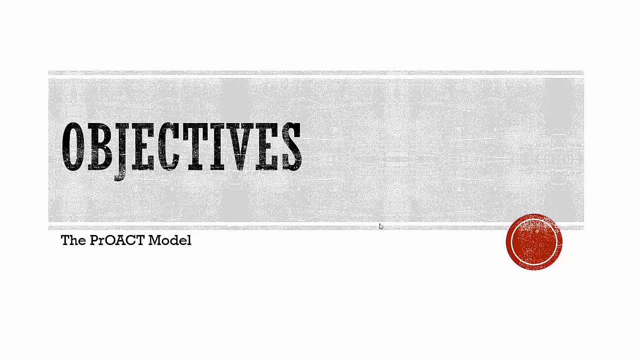This is the third video in a series of problem solving and decision making for the School of Business at Washburn University. In this video, we're going to talk about how we define our objectives.